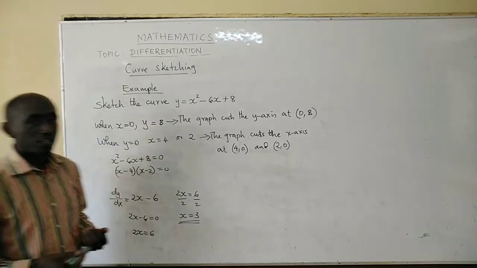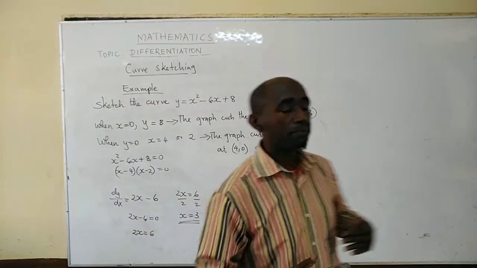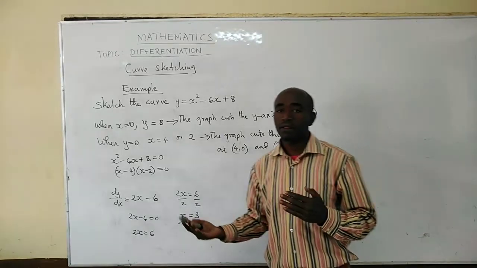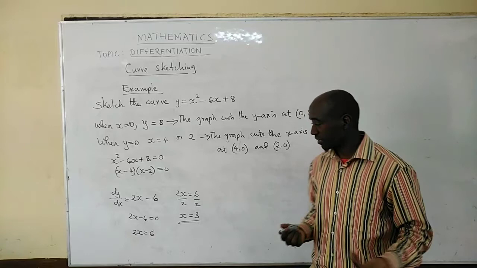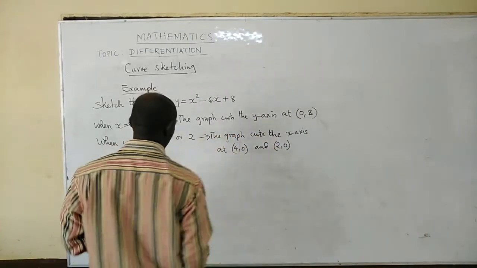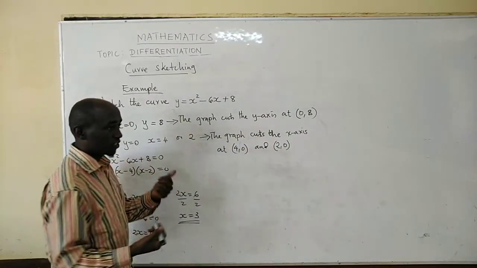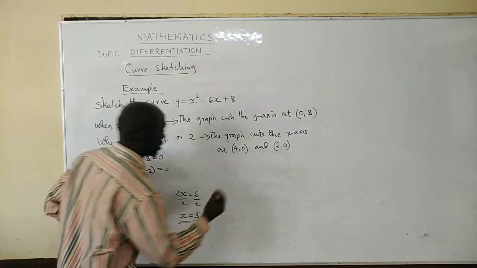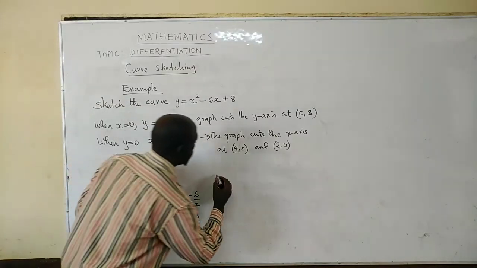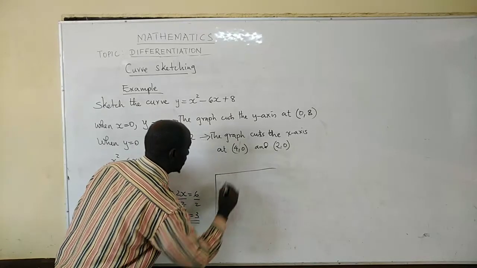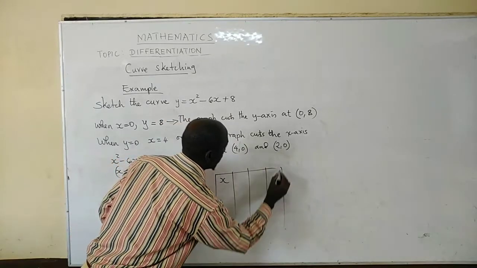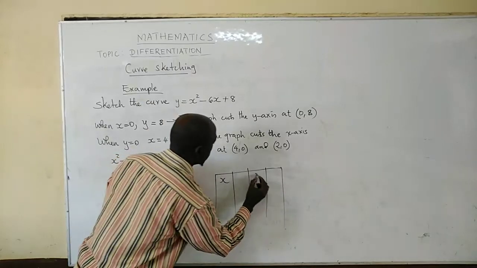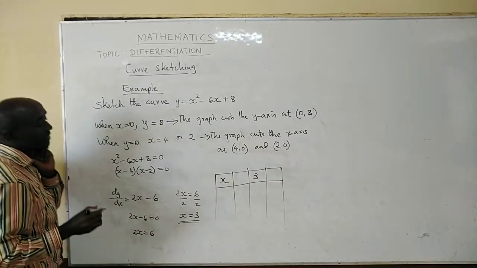But what kind of a stationary point will it be? Will it be a maximum point? Will it be a minimum point? Or will it be a point of inflection? It's good to know before you draw the graph or the sketch. Remember, we are drawing a sketch. So let us do what we have been doing in our previous lesson. We have 3 values of x, where x is equal to 3 should be in the middle.